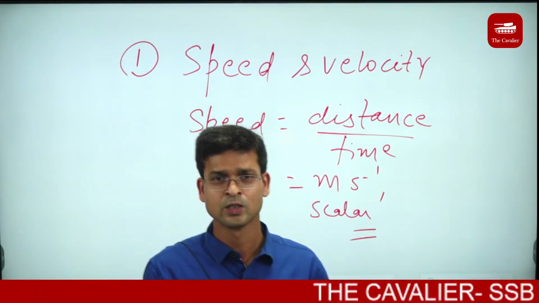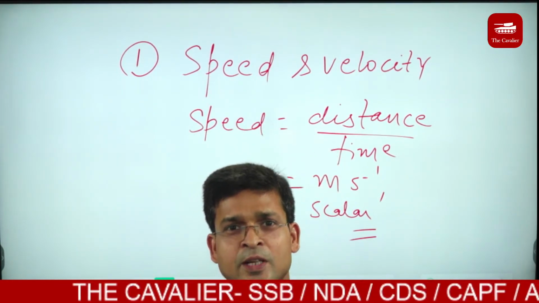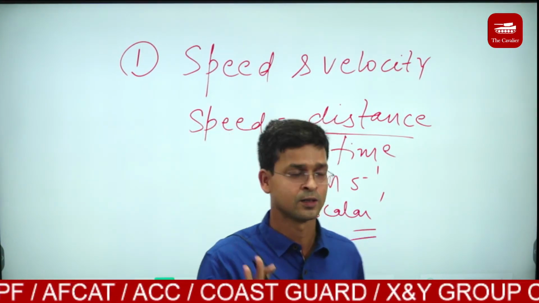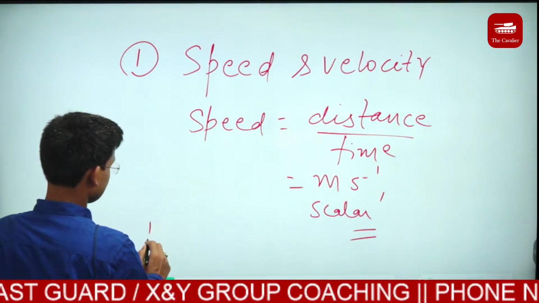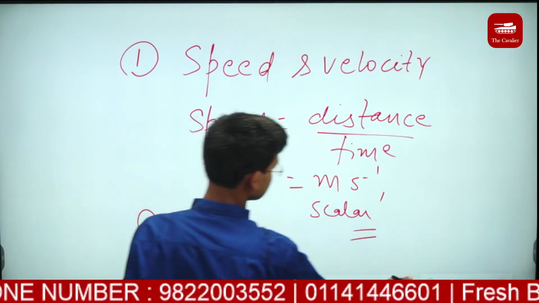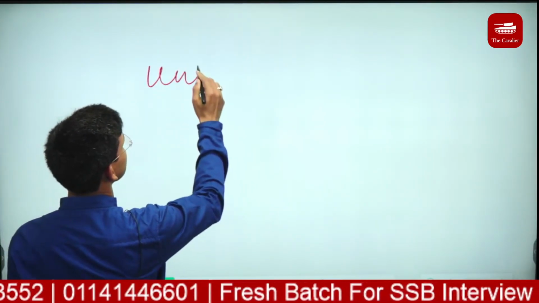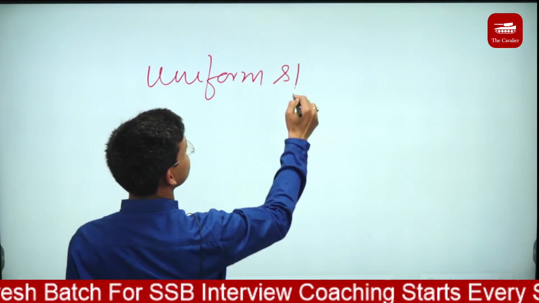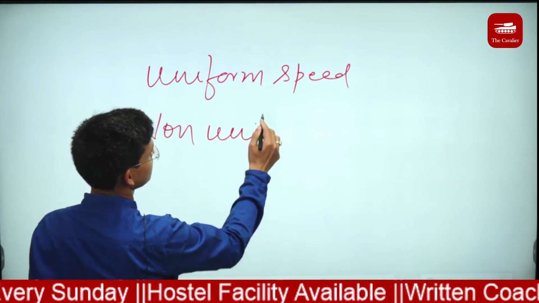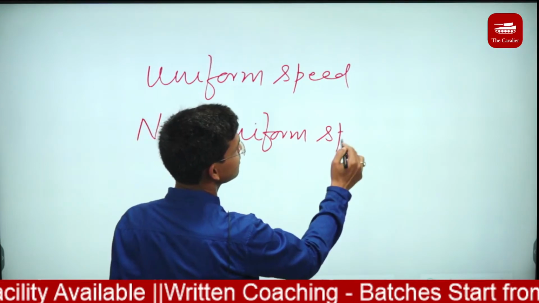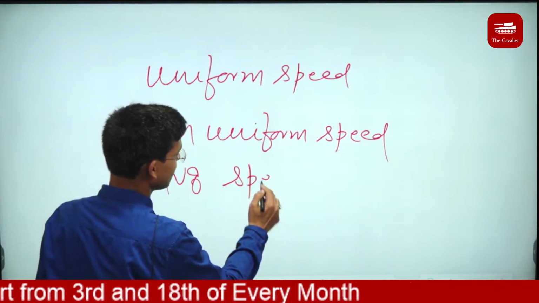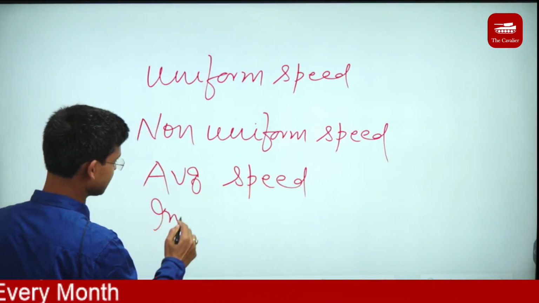The main thing is which type of questions come in the examination from speed and velocity. During this lecture I will discuss that thing. Basically speed is of 4 types. The first one is uniform speed. Second is non-uniform speed. Third one is average speed, and fourth one is instantaneous speed.